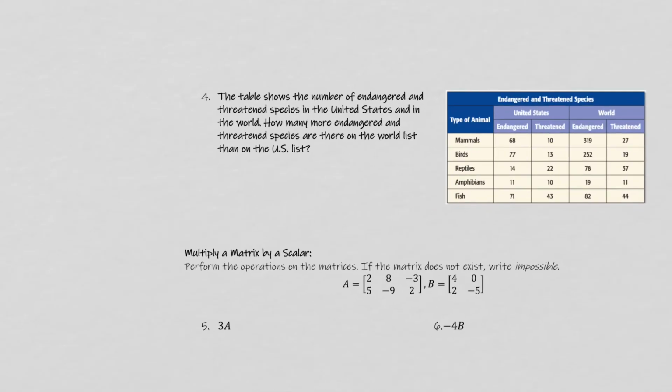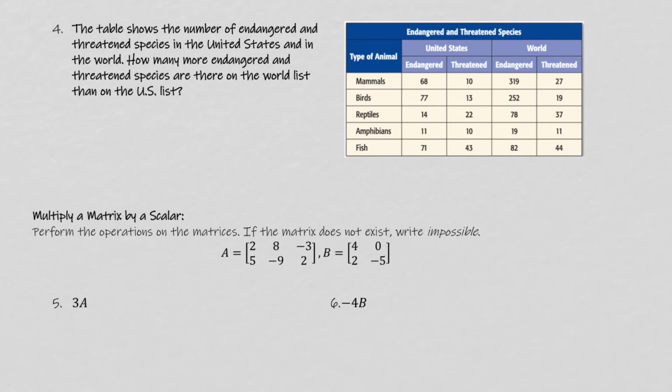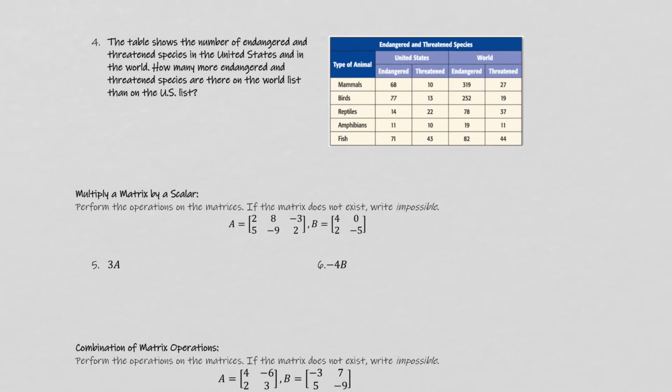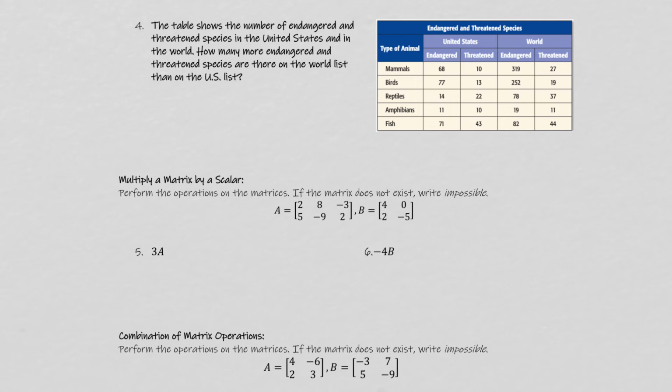Okay? But go ahead and go to the next page. We're just going to do this number 4, and then we will stop for now. All right. So this table shows the number of endangered and threatened species in the United States and in the world. How many more endangered and threatened species are there on the world list than on the U.S. list? So we have to kind of interpret what this is saying. If it wants to know how many more are in the world than the U.S., I need to take the matrix for the world and subtract the matrix for the U.S.